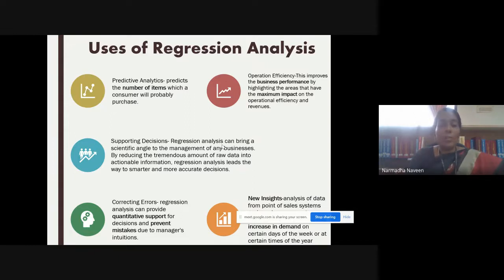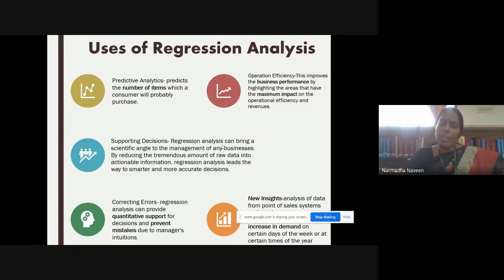And this also supports the management in taking decisions. Say for example, if there are many employees working in an organization, you would like to assess how much increase in salary has to be given based upon the performance of the particular employee. And this also helps the people and business professionals to correct the errors, and hence to provide quantitative support.